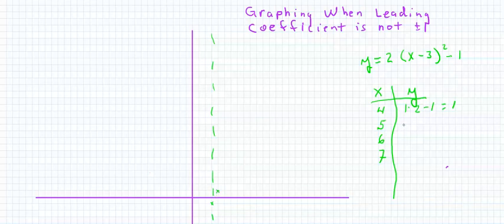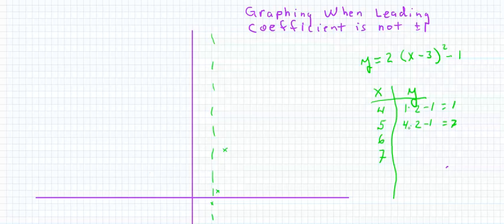Now we're going to go 5. 5 minus 3 is 2. 2 squared is 4. 4 times 2 is 8 minus 1 is 7. So instead of going up 4, I went up 4 times 2 from here, 8. 1, 2, 3, 4, 5, 6, 7, 8. I'm at 7 because it's from negative 1.